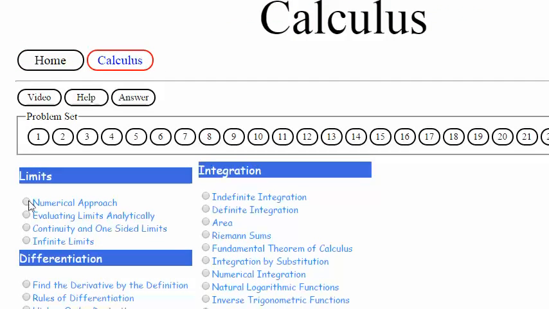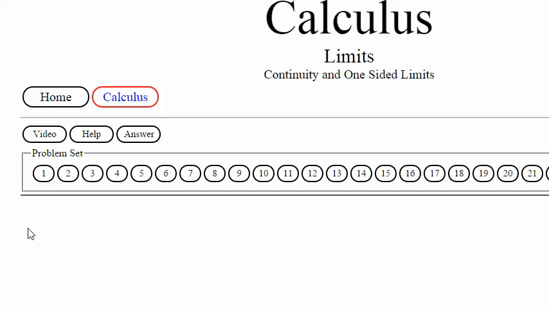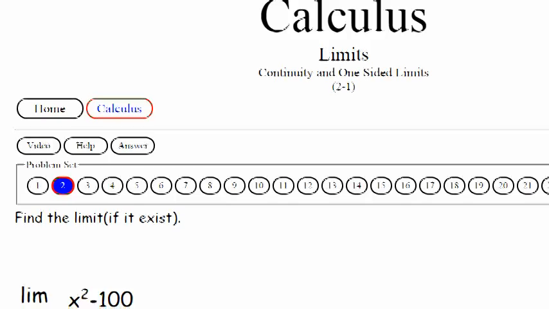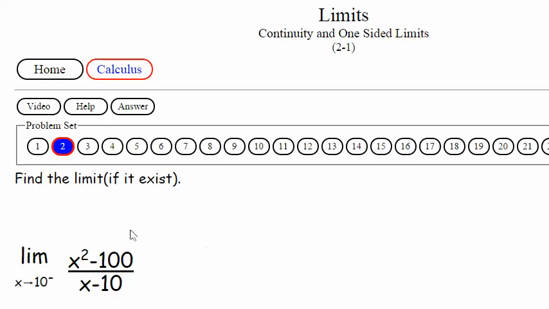Okay, let's click the calculus and go to continuity and one-sided limits. And I believe this is the section here we need to look at. 2.1, I mean, 2-1. Hey, we're doing something a little different here. We have to find the limit if it exists.